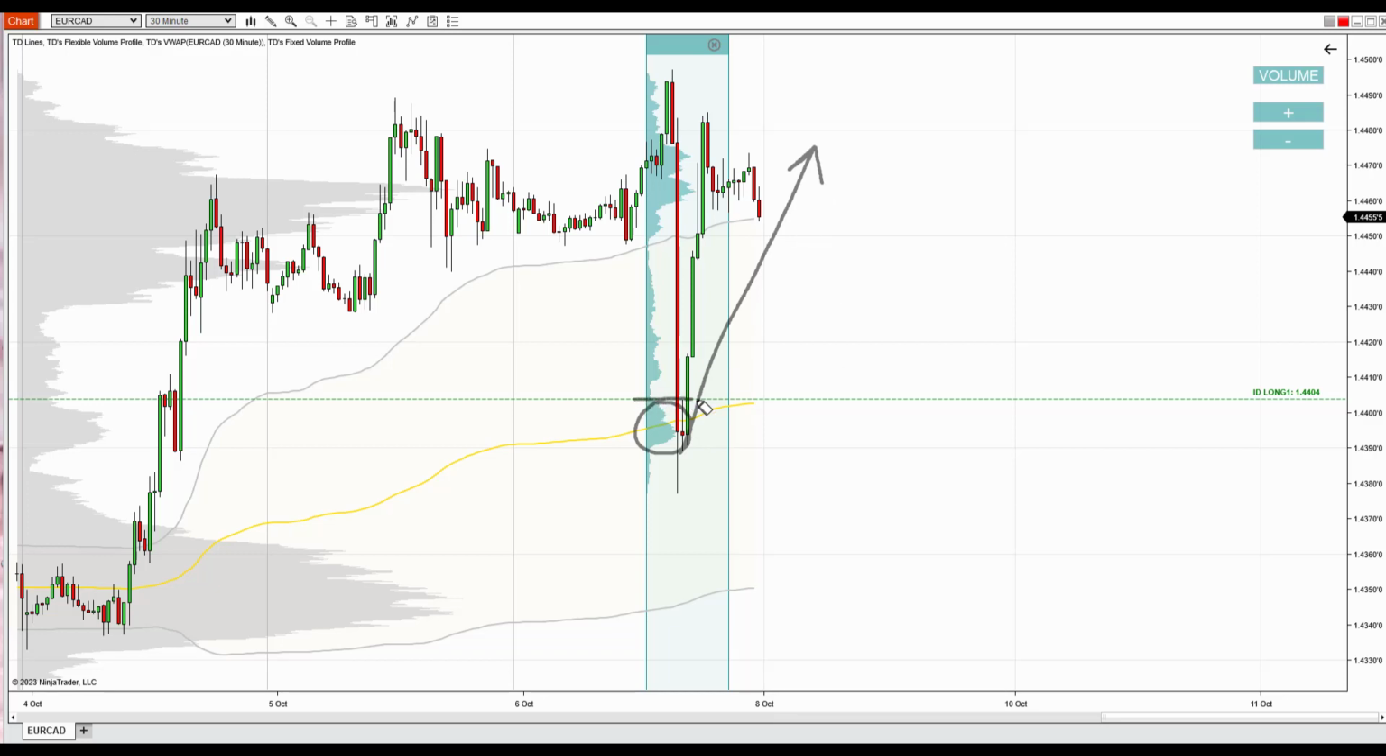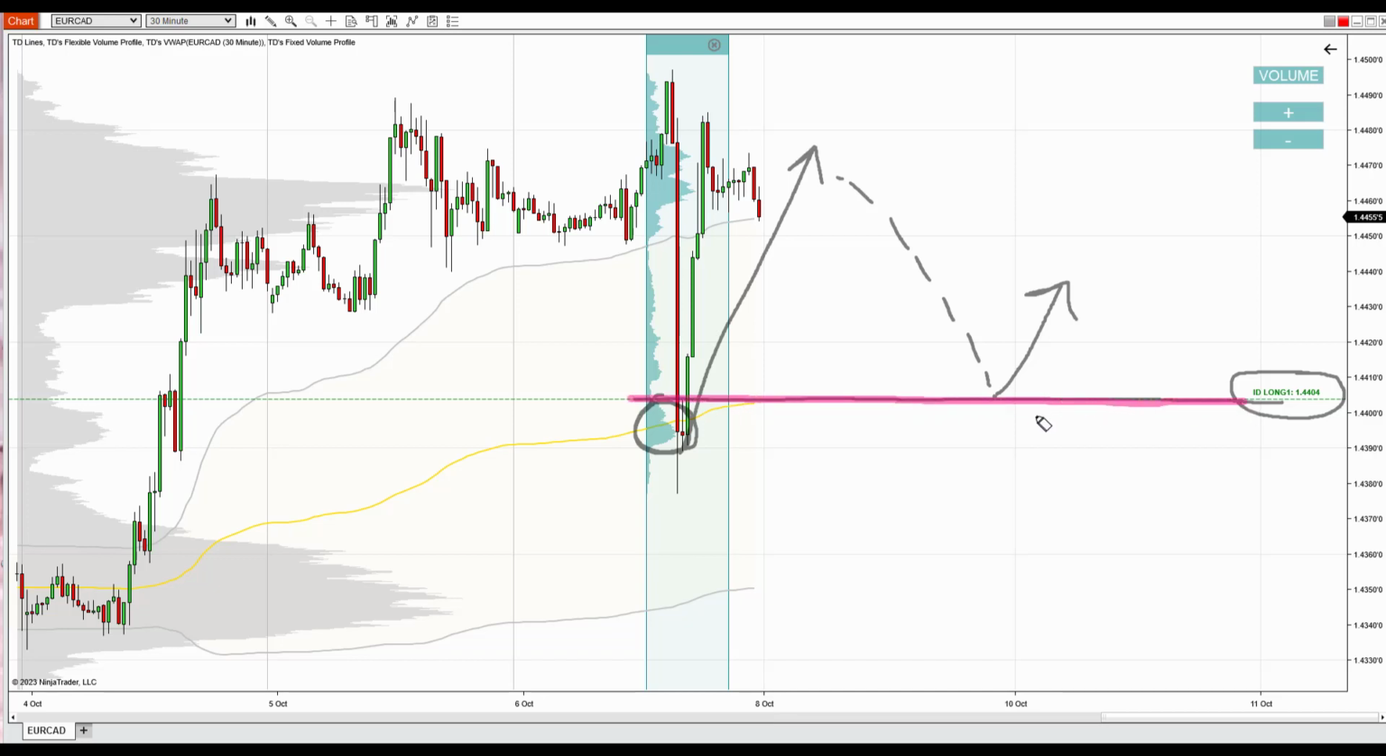This is the beginning of that volume cluster at 1.4404, and if there's a pullback to this zone, it is likely that the buyers from here will become active again, defend this zone, which is clearly important for them, and push the price upwards from there again. All right, so this is volume profile setup called the rejection setup, and it's the reason why I think that there'll be a reaction from here.